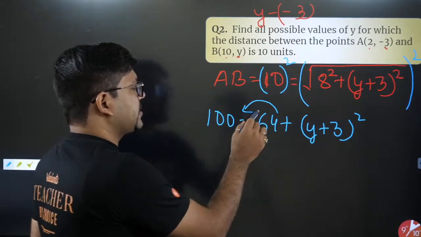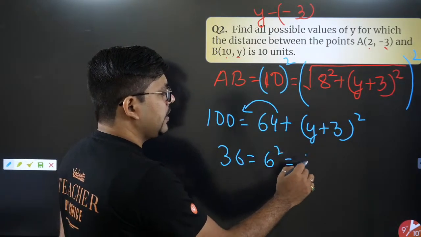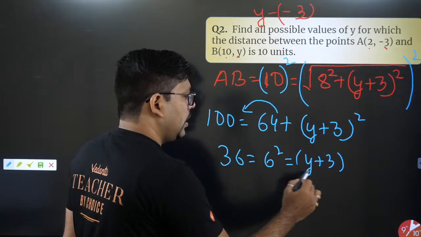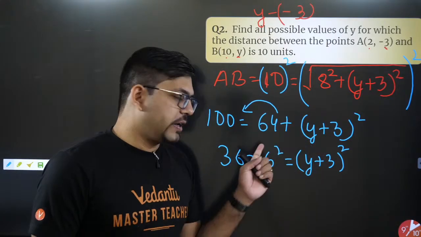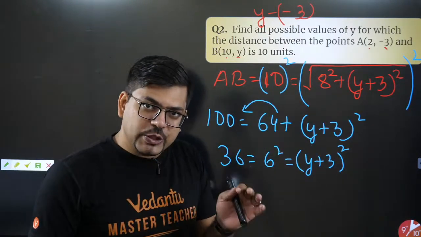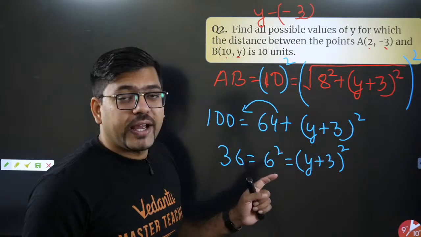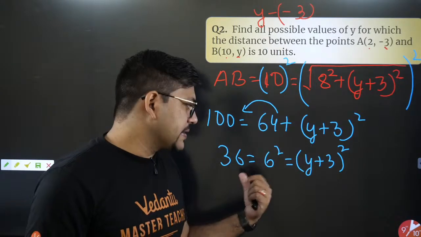So if you send this 64 to this side, 100 minus 64, this becomes 36, which is nothing but 6 square equals to y plus 3 square. Okay, how many of you know? See, everyone knows that we can simply remove the square. But how many of you know that whenever we remove the square, we have to write plus minus. We have to write plus minus, any one side, either this side or that side.